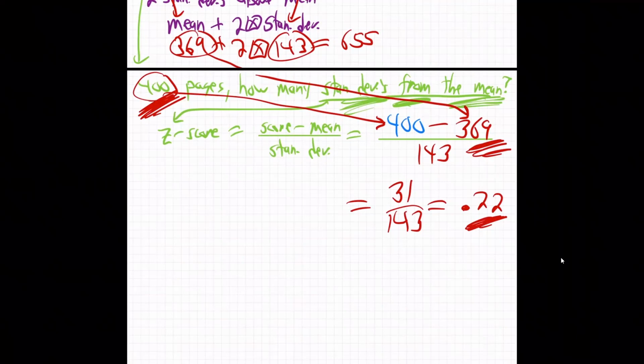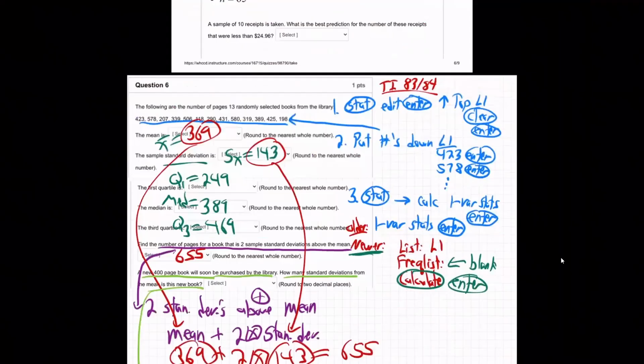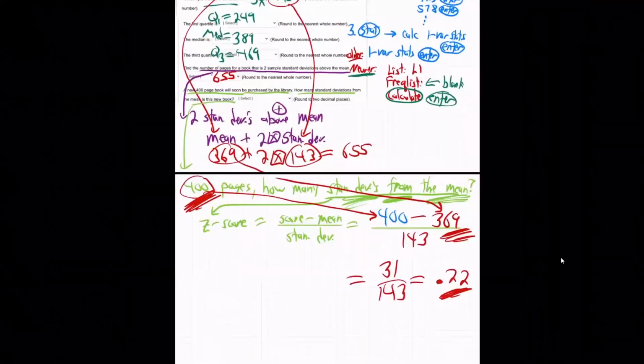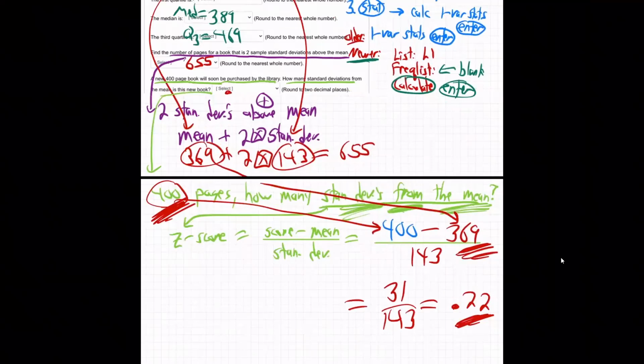In fact, the other books, the 13 books, are separated from the middle. The standard deviation, the average distance from the middle, is 143. This one's only 31 pages from the middle. It's only part of a standard jump. That's what z-score measures, how many standard jumps. It's only part of a standard jump above the middle, 0.22. And so there would be our answer, 0.22. And there we go.